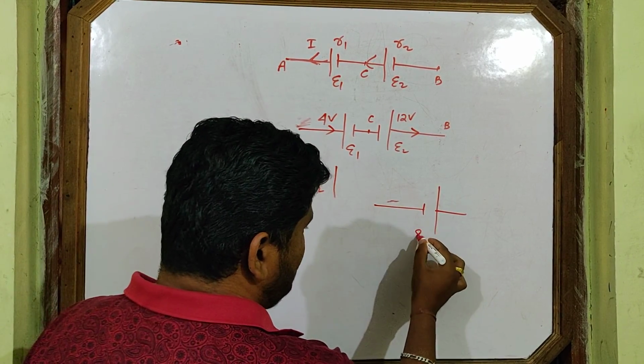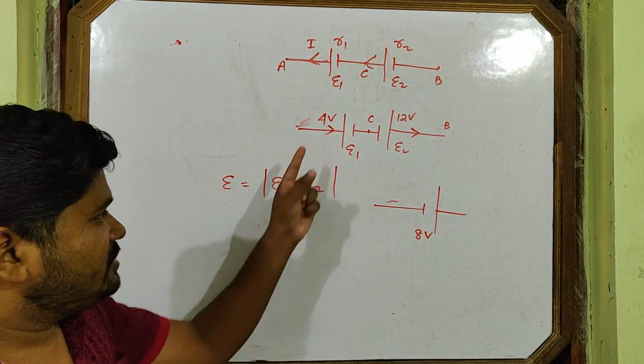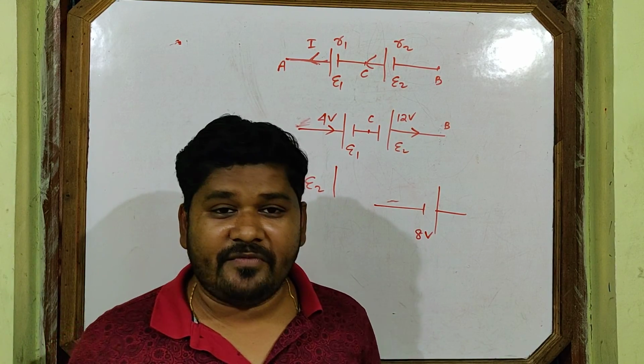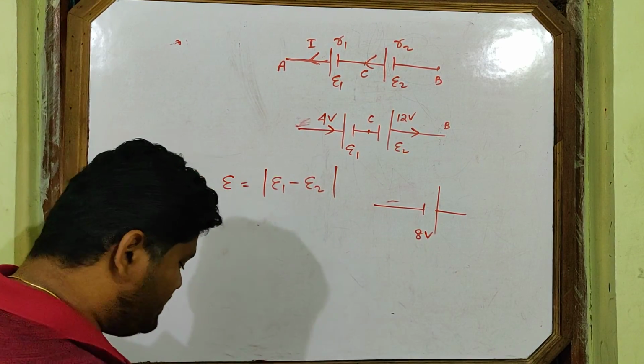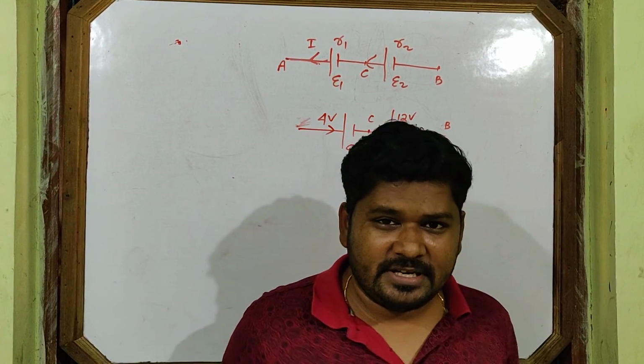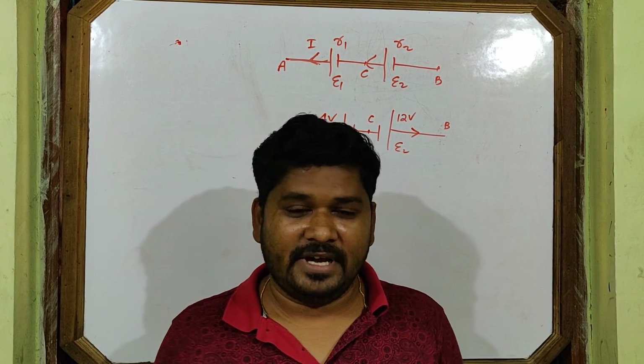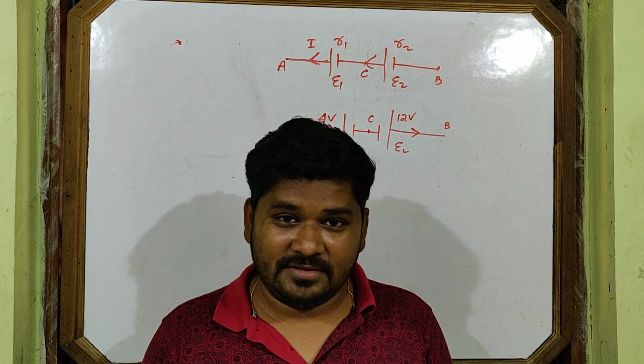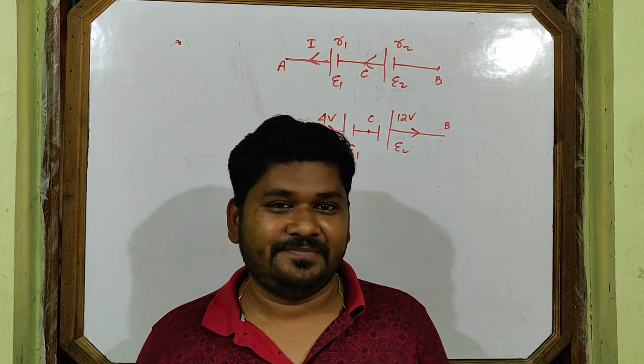And the EMF will be 8 volts. These two cells behave like one cell of EMF 8 volts. Okay? So this is about the wrong connection. Have you done this wrong connection in practical life? Any place, anywhere? Have you done? Yes, you all have done.